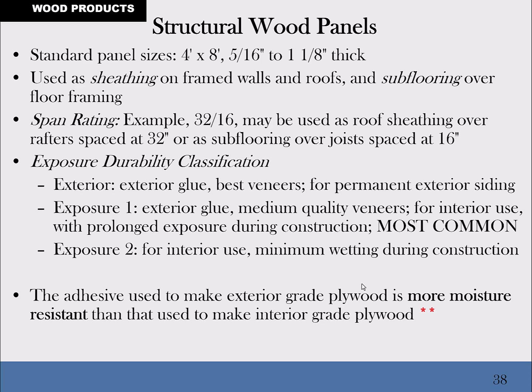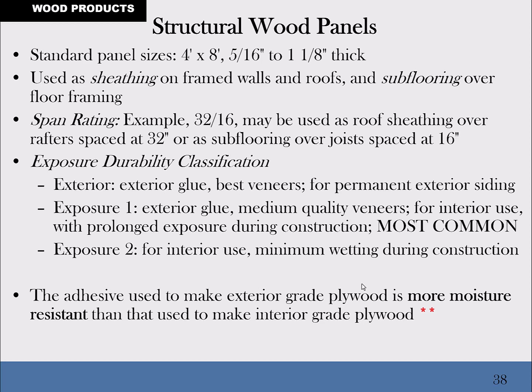The quality and the type of glue that is used to glue these structural wood panels together, whether it's wafer chips in an OSB or veneers of some plywood, they have to glue all these members together. So there's an exposure rating. Exposure rating of exterior. So exterior glue is going to be the best for exterior use, for permanent exterior sidings. There's an exposure 1 and an exposure 2 level.